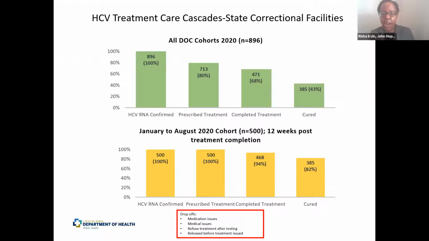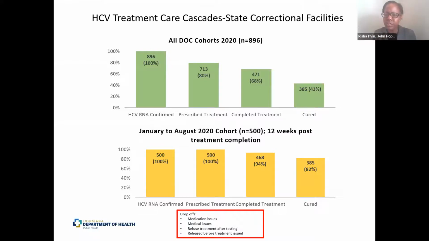If you look at the second graph in yellow, these are just the cohort of treatment between January to August. So it includes 500 persons. These people had completed treatment and were 12 weeks post-treatment, so you could check for cure. So you see less of a drop-off here.